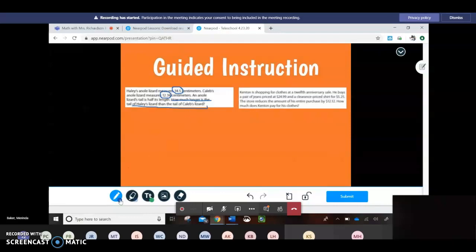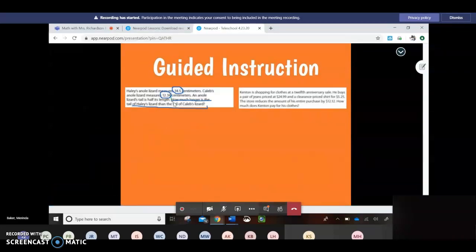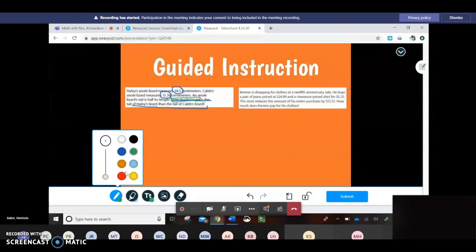Next, I want to box, B in CUBES. The B in CUBES means that we want to box keywords. Now, I know that how much longer is a keyword. Remember, if this was just how much or how many, that's not a keyword. It has to have a word behind it that has an ER. So how much bigger, how much smaller, how much heavier, how much further, how much longer. Only that. So now I know that I'm trying to find a difference between Halley's lizard and Caleb's lizard. Therefore, I need to subtract.